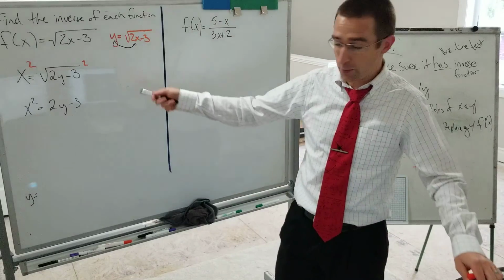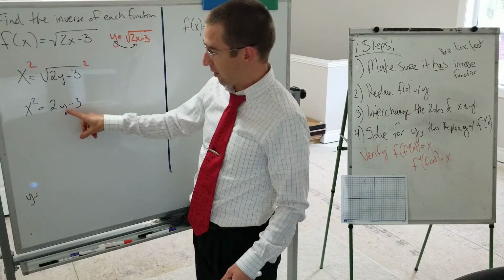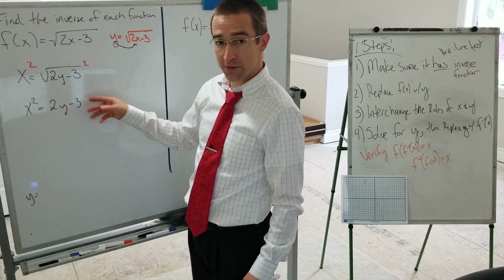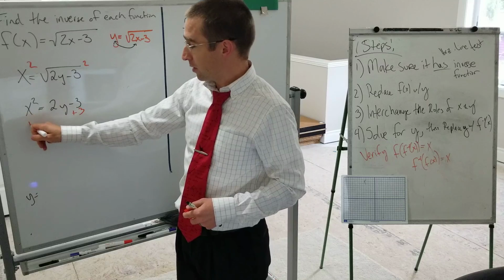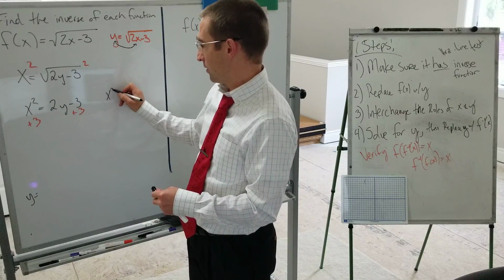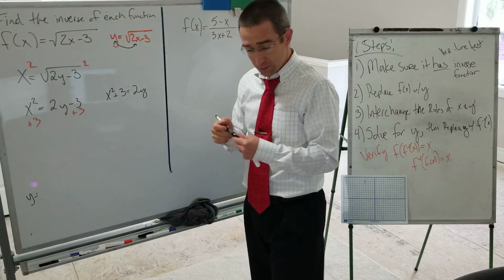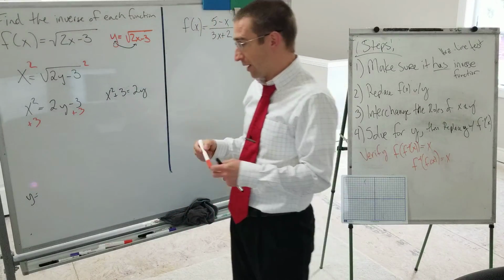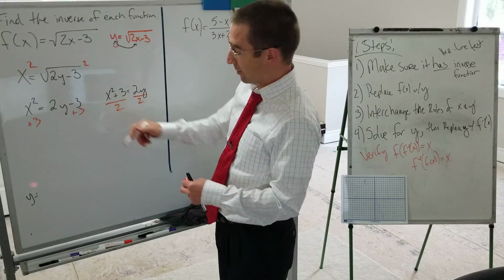Cool. Next step, we want to get the y by itself. So we've got to undo, well, it's 2 times y minus 3. The last thing is minus 3, so let's add 3. So we get x squared plus 3 equals 2y. Well, 2y means 2 times y. Let's undo that. Divide by 2. We've got to divide this whole thing by 2.